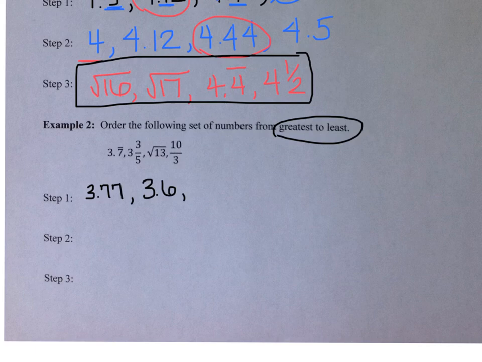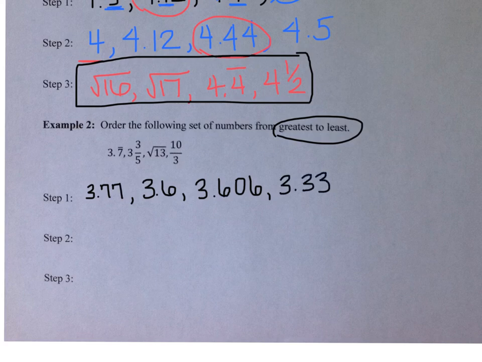Okay, so now you have the square root of 13. And if you put the square root of 13 in your calculator, you notice you get 3.6. And if you notice, we already wrote down a 3.6. So you want to use a little more than just one decimal. You want to use a couple decimals after that 3.6. So you should get 3.606. And then lastly is 10 over 3, and that's going to give you 3.33, repeating.